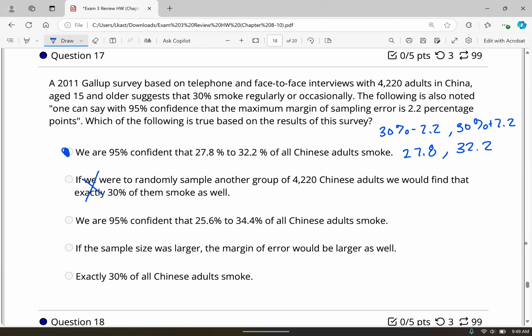If the sample size was larger, the margin of error would be larger as well. Well, that's definitely not true. Not true, not true, not true. No, it's got to be the first one, doesn't it?